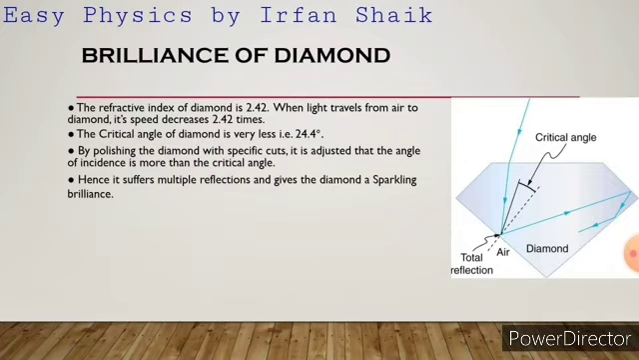So by polishing the diamond with specific cuts, it is adjusted that the angle of incidence is more than the critical angle. We know that when the angle of incidence is more than the critical angle, there the total internal reflection takes place. So hence, it suffers multiple reflections and gives the diamond a sparkling brilliance. That's why a diamond shines when a light ray is dispersed on it.